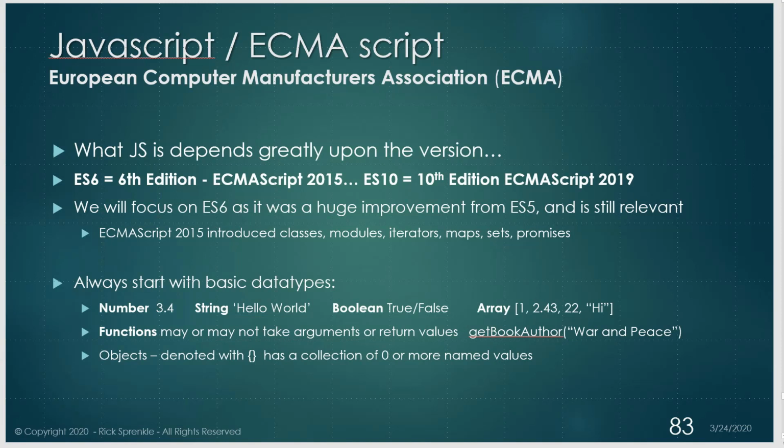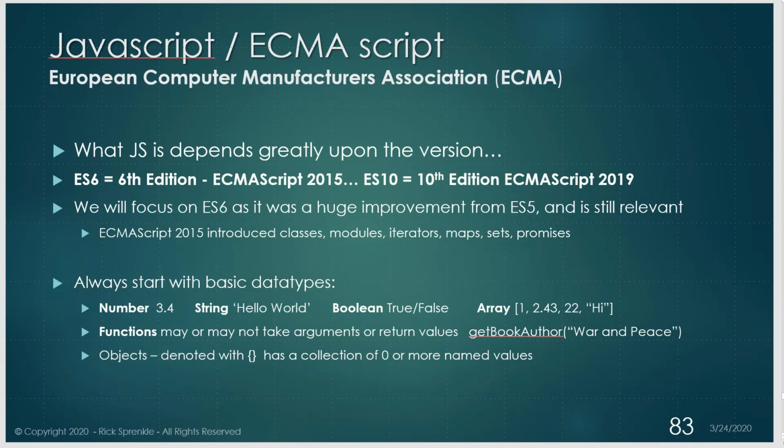So in addition to some of those basic data types, there are functions. A function is, as you expect, it may or may not require an argument, and it may or may not return a value. So I put an example here, get book author, War and Peace. So that's taking an argument of a string called War and Peace, and the assumption is it would return an author string or an author object.